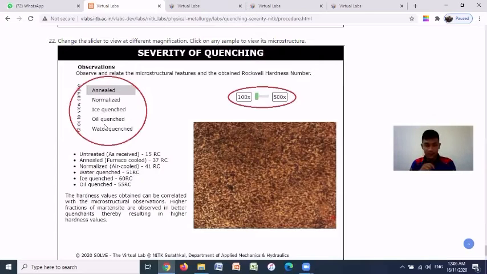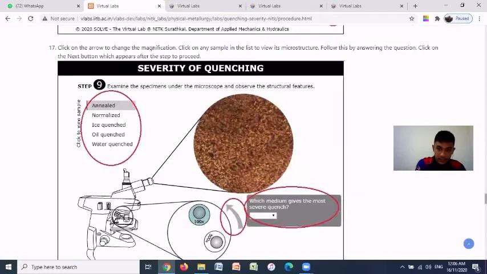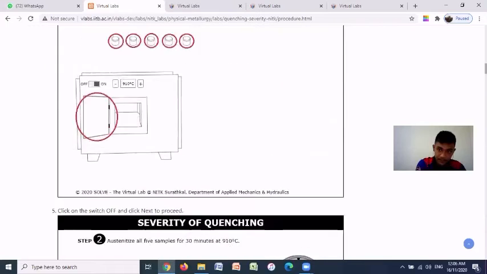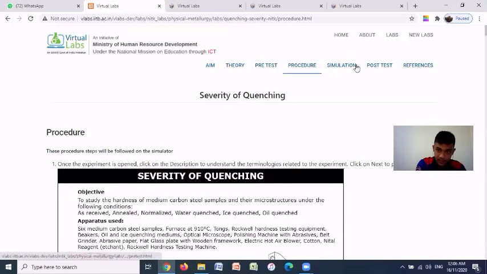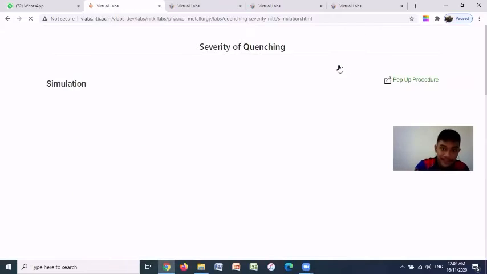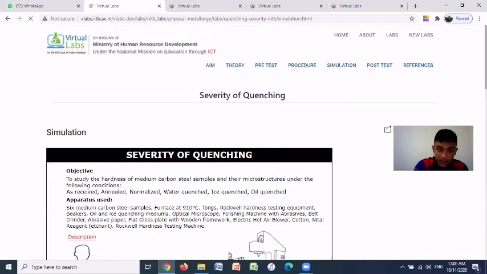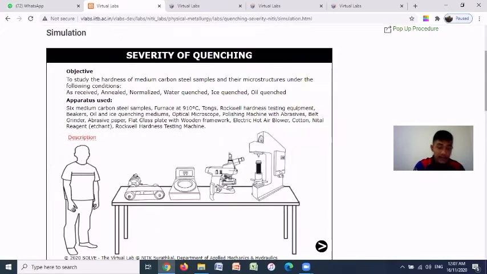Okay, so let's start the quenching. Alright, so kita start simulation. Alright, let's go. Okay, objektif dia adalah to study the hardness of medium carbon steel samples and their microstructure under the following condition: as received, annealed, normalized, water quenched, ice quenched and oil quenched.